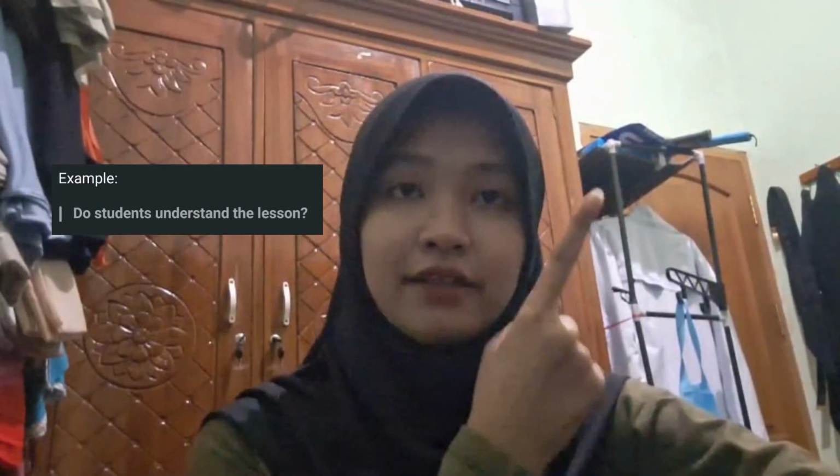The second one is the interrogative mood, which is used to ask questions. For example: do students understand the lesson? Here the finite comes before the subject. The last one is the imperative mood, which is used to give commands or instructions. In an imperative clause, the subject is often omitted but still understood. The mood system shows us how language is used to negotiate meaning, express authority or politeness, or even manage social relationships.